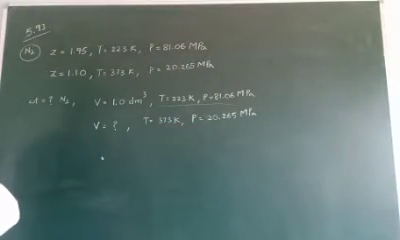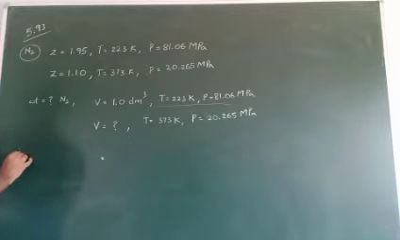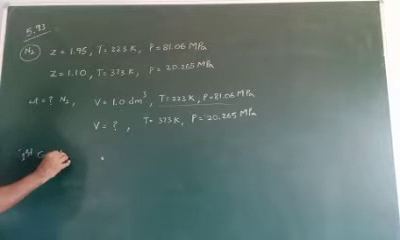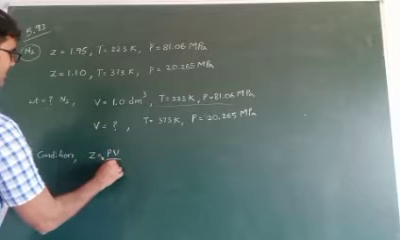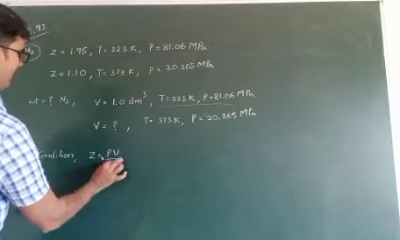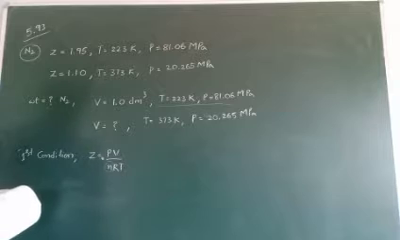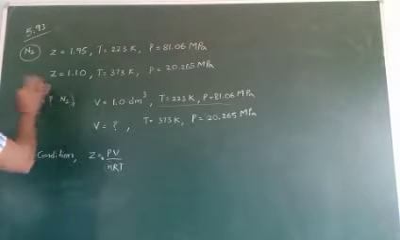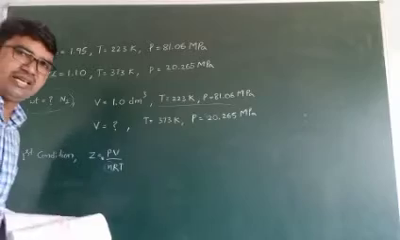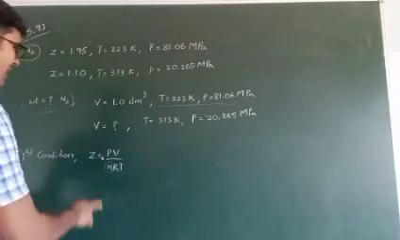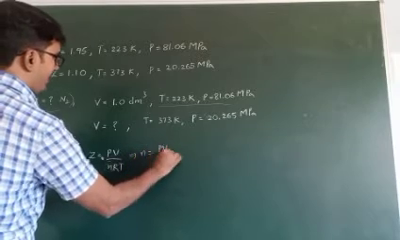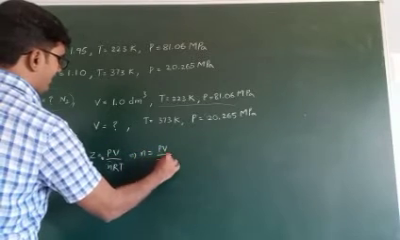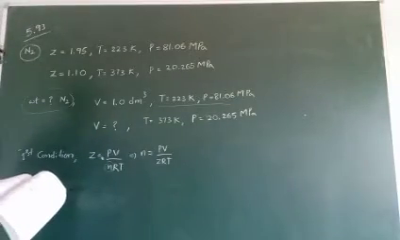So for the first condition, what is the Z value? Z is equal to PV by nRT. First calculate the n value, which gives the information of weight. We don't know how much amount; weight is indirectly given as moles. So calculate the number of moles. So n equals PV by ZRT. Calculate the n value first.